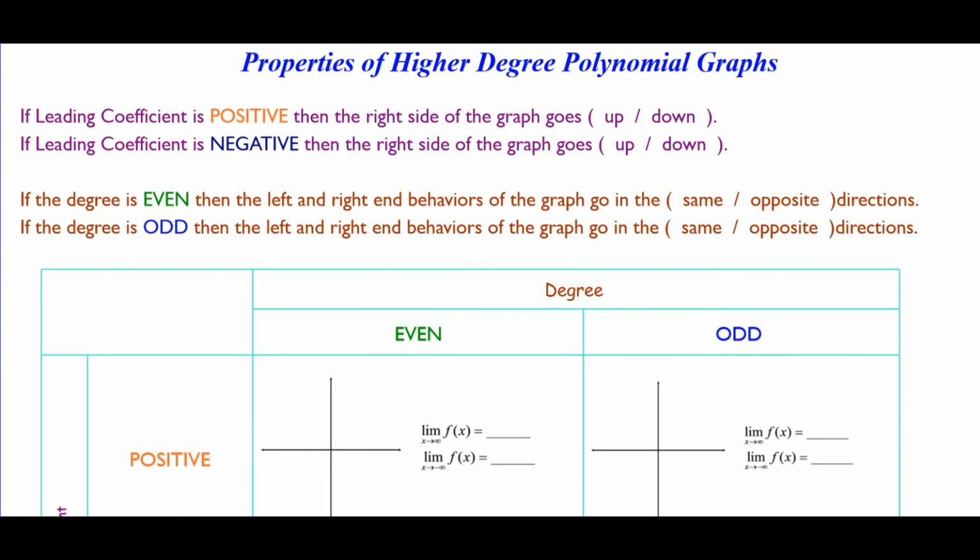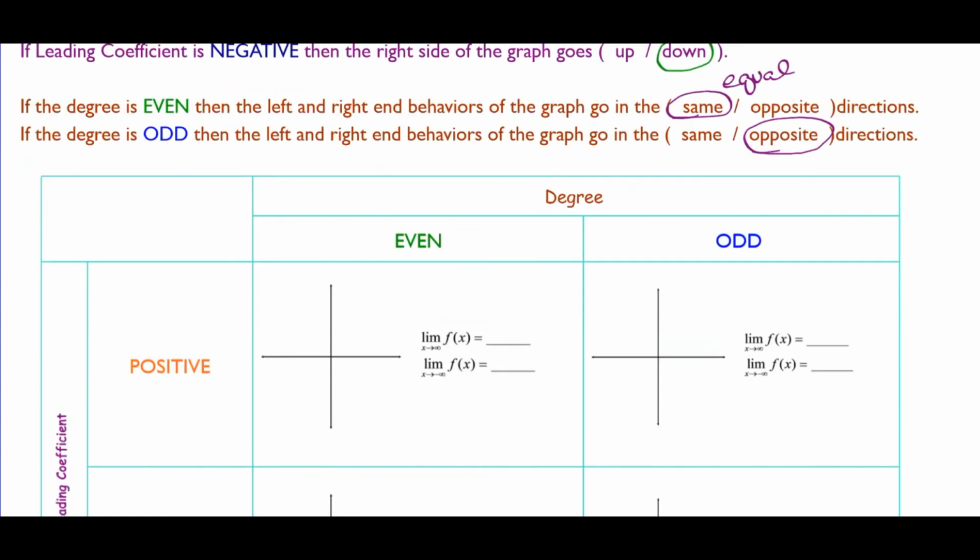Okay, so trying to pull all of this together, looking at a polynomial graph from the equation or backwards. If the leading coefficient is positive, then I know the right side goes up. If the leading coefficient is negative, then I know the right side goes down. If my degree is even, then the left and right sides go in the same direction, or you can think of this as equal directions. So even, E, equal, E. If the degree is odd, then my end behaviors go in opposite directions. So you have the alliteration to help you remember that there.